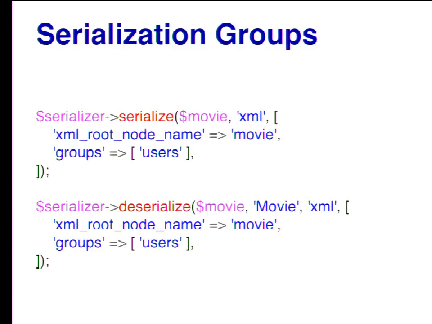So if you call the serialize method now, you can add in your context the group that you want to serialize to, so users, for example, and then it will automatically apply the rules. And in this case, it would skip the ID property and would not serialize that and therefore not expose that to the outside.